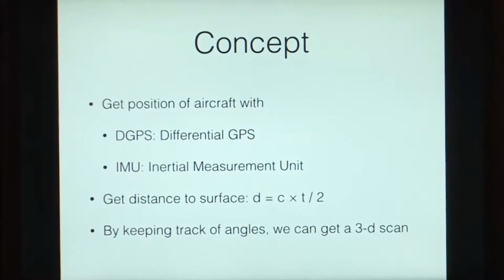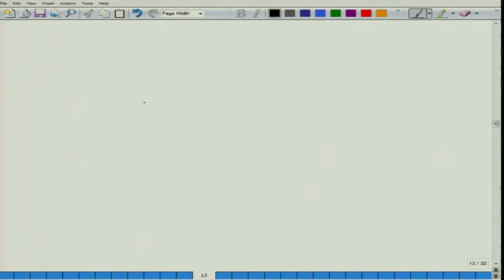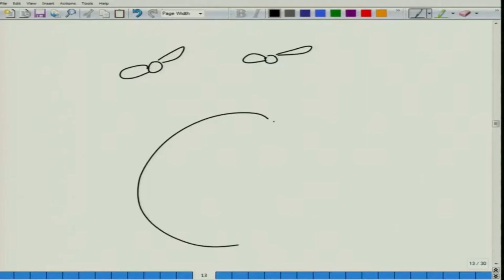When we are using Lidar, we need to get the position of the aircraft. Now, the position of the aircraft can be had using two systems. You can use a differential GPS or you can use an inertial measurement unit. Now, in the case of a differential GPS, we have a constellation of satellites moving above us. So, suppose this is the Earth, and we have a number of satellites for GPS that are going all around it.